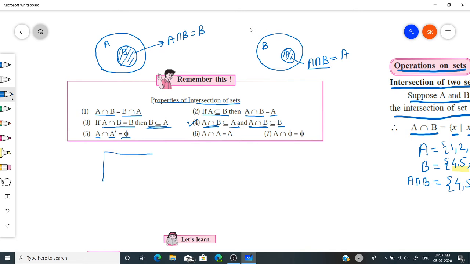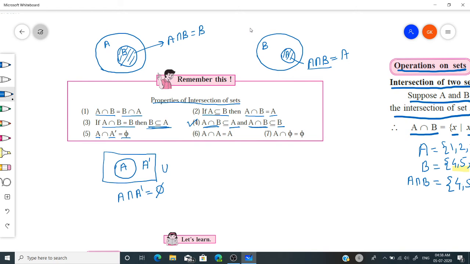Suppose here is the universal set, and here is the set A. Then which is the complement of set A? The complement of set A is the remaining part of the universal set. Now I want to write A intersection A complement. Which elements are common in these two sets? There is no common element. Therefore we can write A intersection A dash is equal to the empty set.